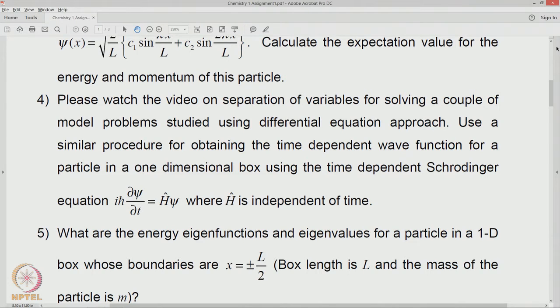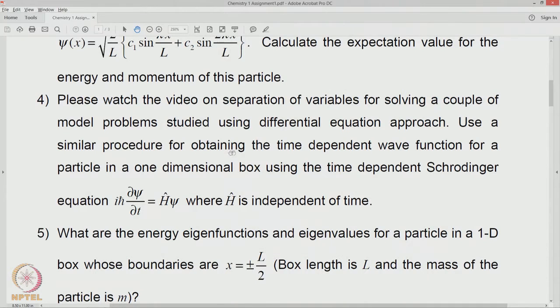Problem 4 in the assignment given on your website tells you to watch the video on separation of variables for solving a couple of model problems studied using the differential equation approach. I gave this as one lecture to tell you how the time dependent Schrodinger equation can be separated out when the Hamiltonian does not depend on time. I used that same procedure for obtaining the time dependent wave functions for a particle in a one dimensional box. It is a very simple problem. I do not think I need to do that.